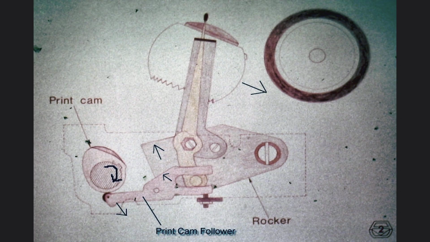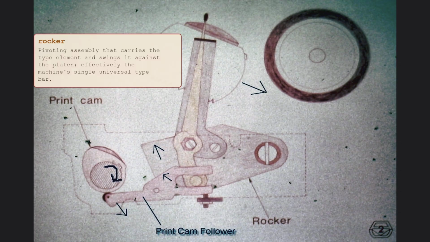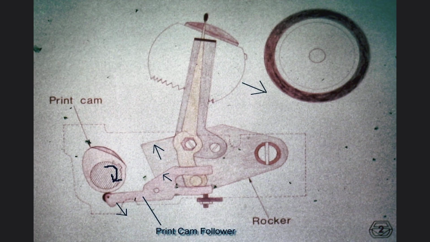The print cam follower rotates counterclockwise and causes the rocker to turn clockwise. The rocker carries, or supports, the element and accomplishes the printing. Basically, there are only these four parts: the cam, the cam follower, the rocker, and the type element. Unless your machine is quite old, you will find that the print cam has two lobes for only one print cam follower. The print cam follower may be operated by either one of the print cam lobes. The selection of the appropriate lobe is performed by the input section using the velocity control or velocity selection mechanism.